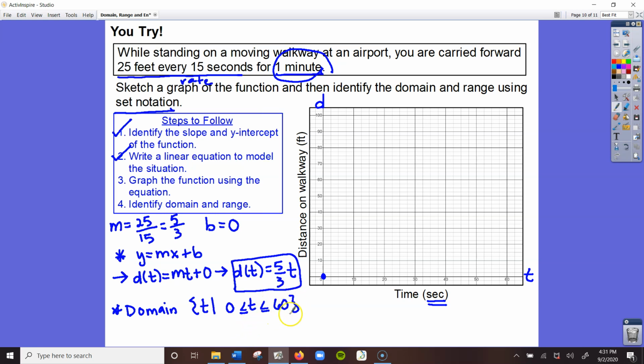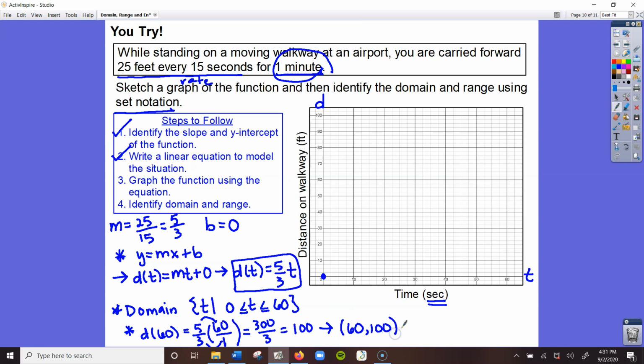So now that I know where I finish, I'm going to take that 60 and plug it into the original equation. So I'm going to find d of 60 is equal to 5 over 3 times 60. Since I'm multiplying 60, I'm going to put it over 1 so I can multiply these fractions. 5 times 60 is 300 over 3 times 1, which is 3, and 300 divided by 3 is 100. So the coordinate that we can plot is 60, because that's what I plugged in, comma 100.